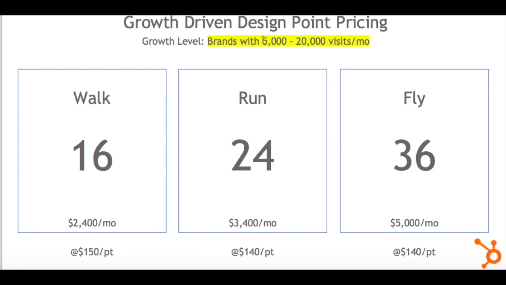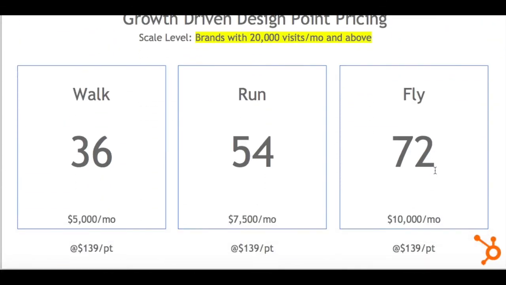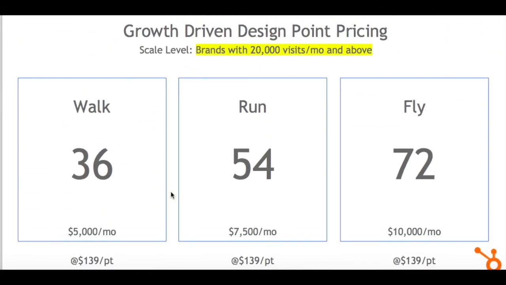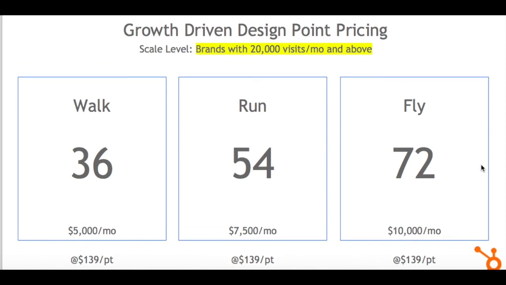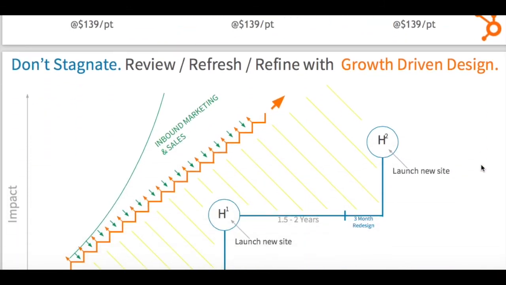For brands with 5 to 20,000 visits a month, we suggest a little bit higher growth-driven design. It's just a suggestion, a recommendation. It doesn't mean that you have to pick from one of these, but sometimes it's a little bit easier to understand where we're used to working with brands on growth-driven design. And for brands with a lot of traffic, here tend to be some of the benchmarks of where we work with them on growth-driven design. So between all of these different numbers, ranging from $1,600 to $10,000 a month, I bet there's a place that works for you, right?